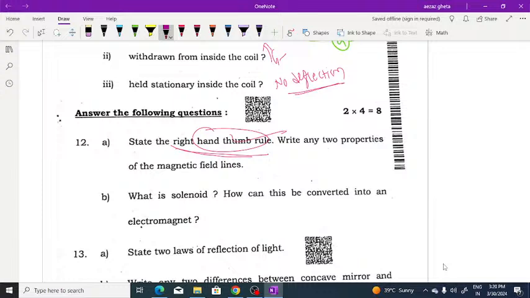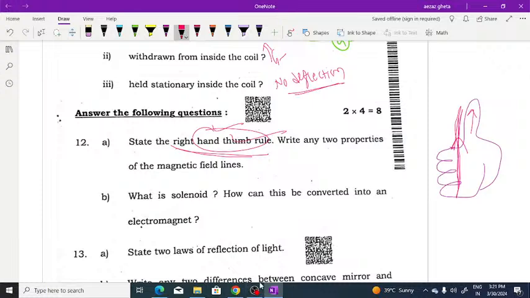Yesterday only in our video we did this. This is in the direction. Here you are holding a current carrying conductor, think of it as a pencil or a pen you are holding. This one is the right hand thumb rule. Yesterday only, this was my first question when I made this video.